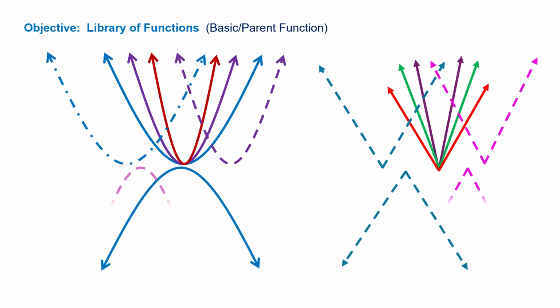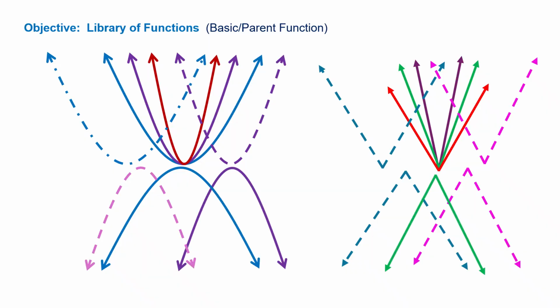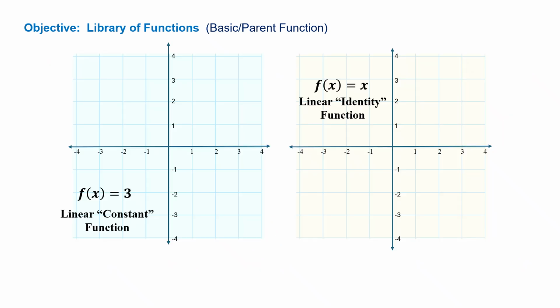In this lesson, we will explore the library of functions, which consists of fundamental graphs known as basic or parent functions. Knowing if a function is even, odd, or neither is useful in graphing it. Let us start with the basic function f of x equal to 3.